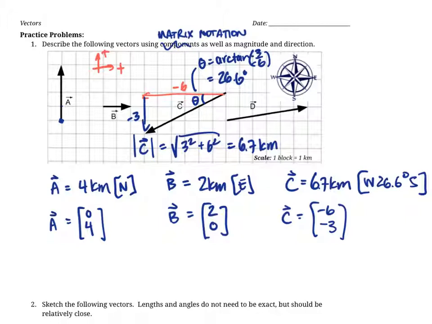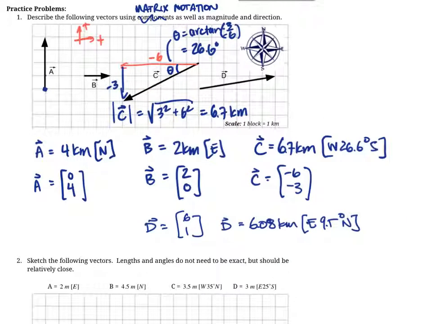I want you to pause the video here, see if you can figure out D by yourself, and I will put the answer up here shortly. So if you did the calculation, there's the answer. The matrix notation, it's 6, 1. Those are the x and the y parts of it. And in magnitude and direction, it's 6.08 kilometers east, 9.5 degrees north. And that 9.5 degrees, if you're looking for it, it's this angle in here. It's a pretty small angle.